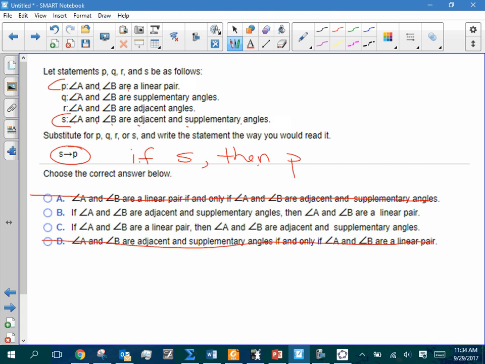Okay. So then we figure out which one it is. It's got to be adjacent supplementary, so it's option B. Okay. C is actually the converse of that statement. Okay. So we're looking for option B here.